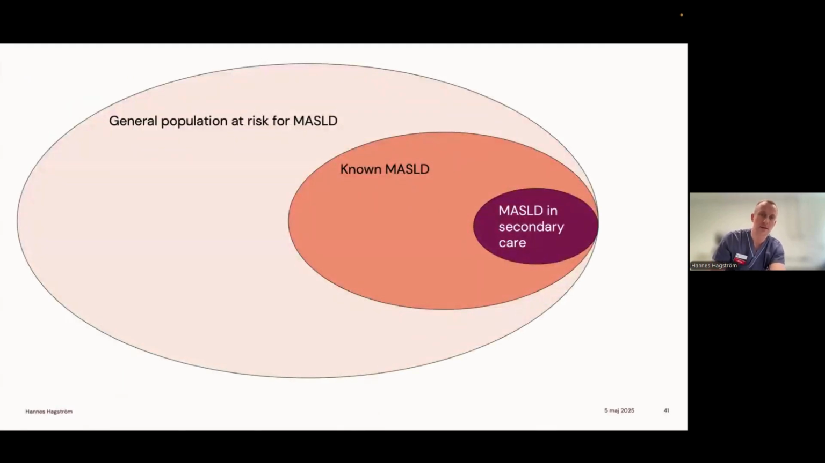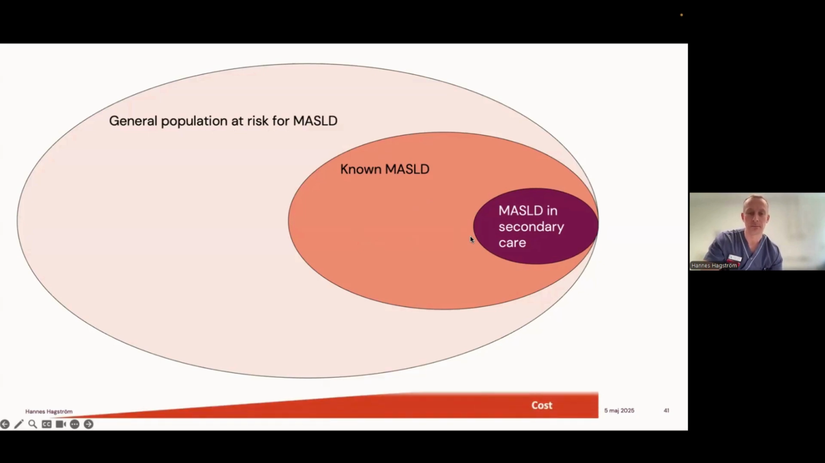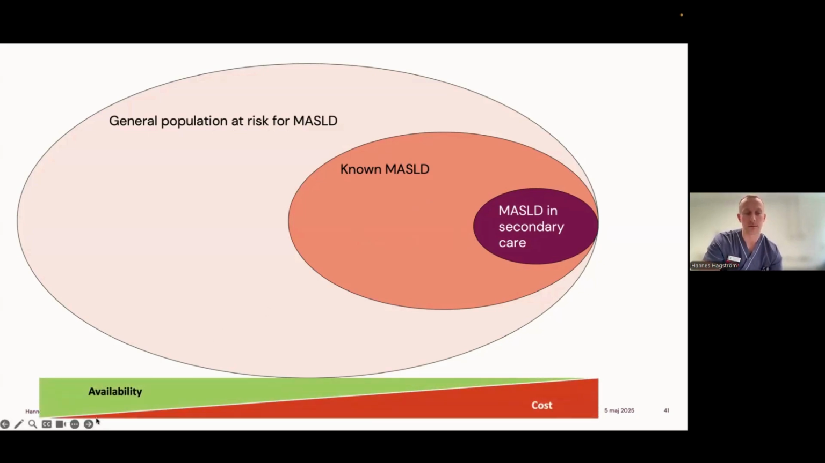But I think we can think about this a little like this as well. So we have a general population who are sort of at risk from SLD. And then you have those in the population that have known MASLD. And then, of course, you have the patients who have been referred to secondary care with MASLD. And again, I think we can think in terms of availability and cost. So if we want to screen this population for cirrhosis, we need to have tests that are available. And then if we have patients to this right end of the spectrum, we can afford to have tests that are a little bit costly and a little bit more advanced.